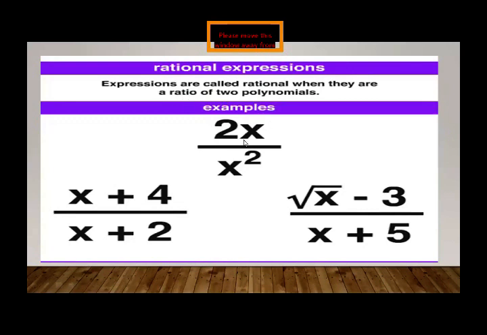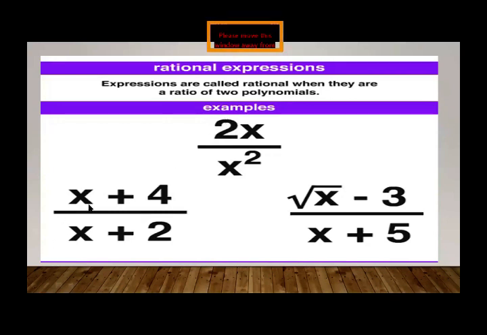There are examples. In example number 1, we have 2x upon x square. We observe that there are monomials in both numerator and denominator. They are both the same quantities, meaning they both consist of one term. So that's why they are known as rational expression.